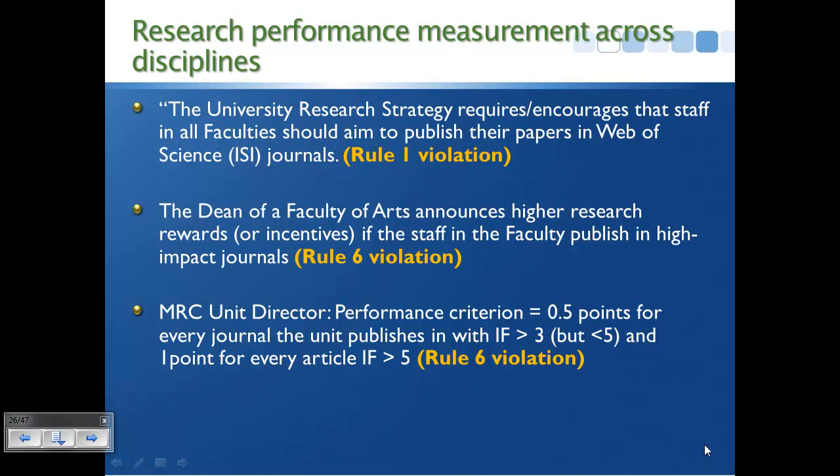So at the MRC, if you're a director of a unit and your staff publish in high-impact journals, they have a rule. They say you get 0.5 points for every article the unit publishes in a journal with an impact factor bigger than 3 but smaller than 5, and you get 4 points for every article in a journal with an impact factor larger than 5.